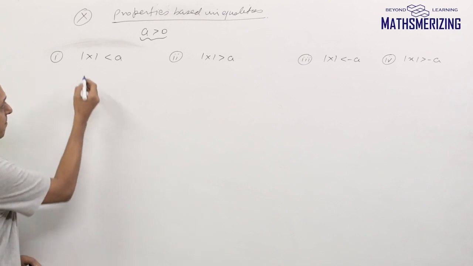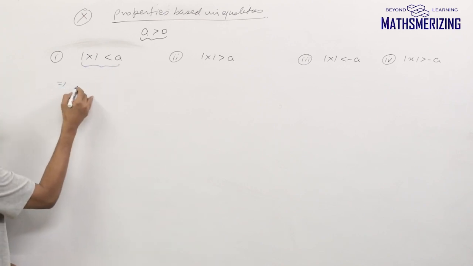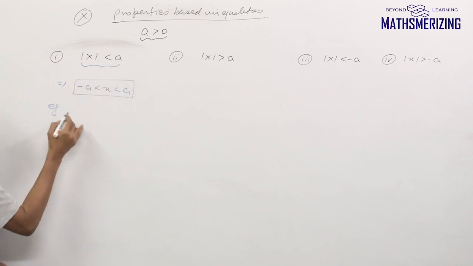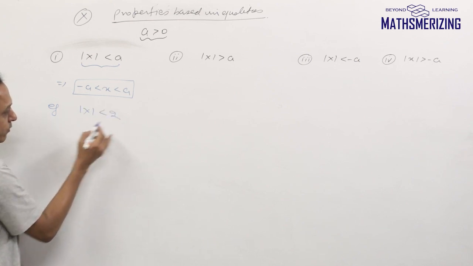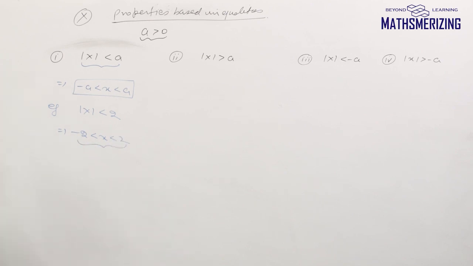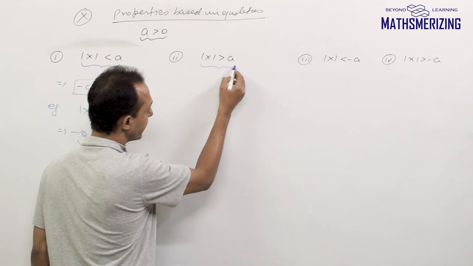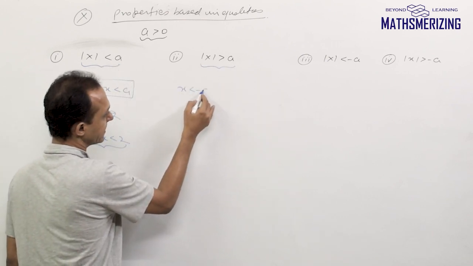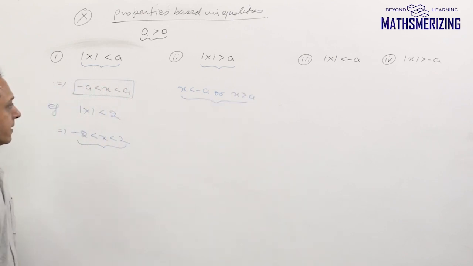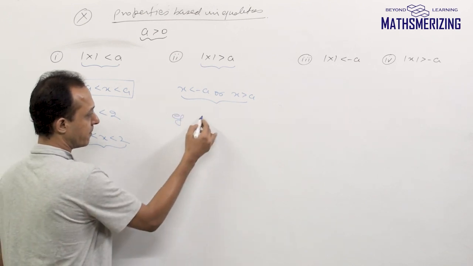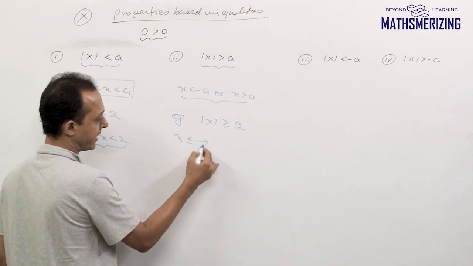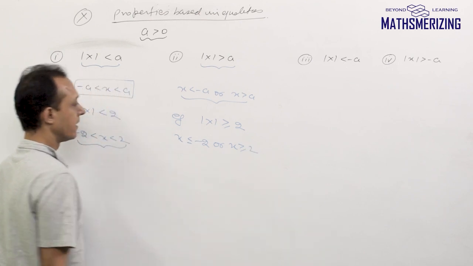Now for the first case, when mod x is less than A, the result is that the value of x should lie between minus A and plus A. For example, suppose I get the condition mod of x is less than 2, I'll simply write it as x should lie between minus 2 and plus 2. Now for the second one, when mod x is greater than A, then the result will be either x is less than minus A or x is greater than plus A. For example, mod of x is greater than or equal to 2, I'll get the result as either x is less than minus 2 or x is greater than or equal to 2.